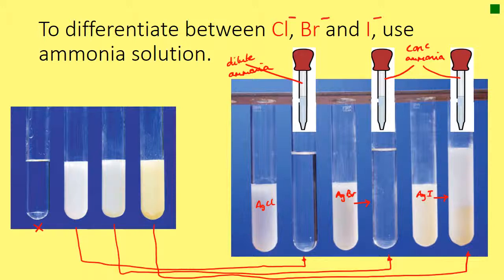And what we're going to do is add ammonia. This is the silver chloride precipitate, and this was silver chloride. The one next to it with the pipette above it was also silver chloride, but we've added dilute ammonia.